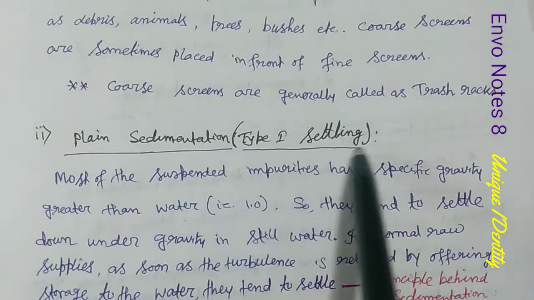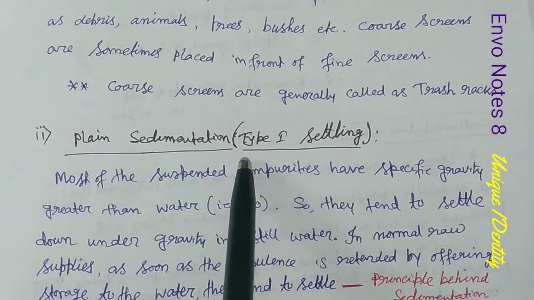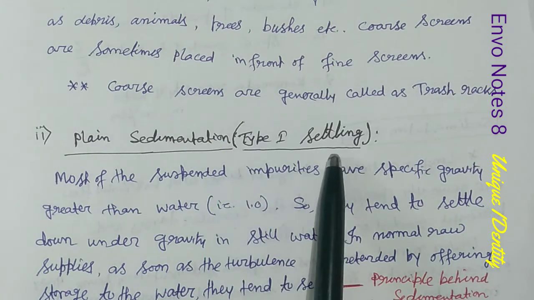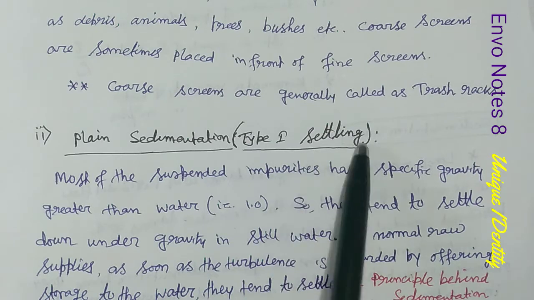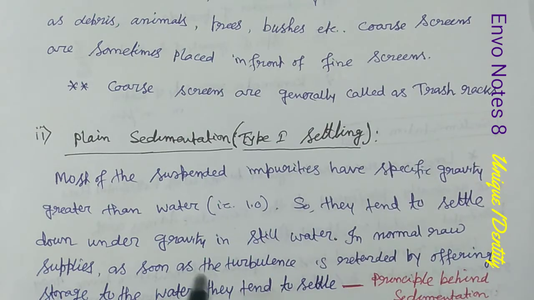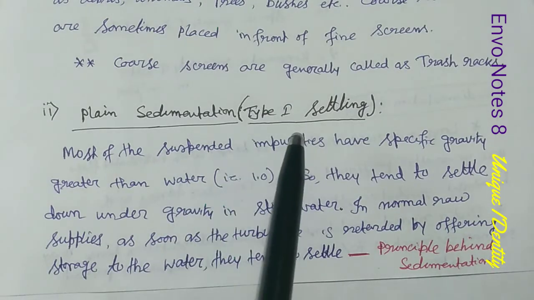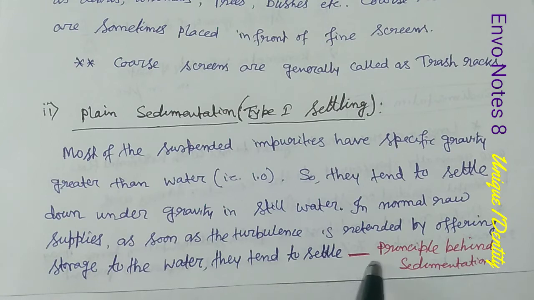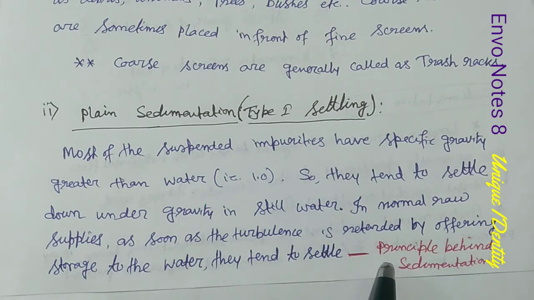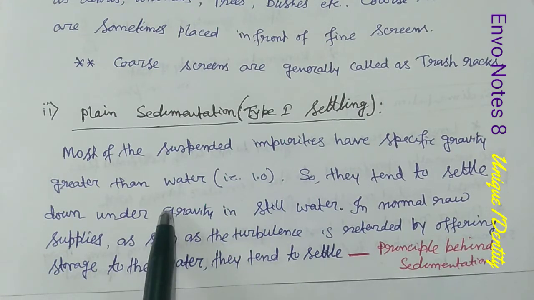Okay. Next is plain sedimentation. That means type 1 settling. What is type 1, what is type 2 and what is type 3 settling, I will discuss later. Okay. In this video you will get the whole idea. What is plain sedimentation? First I am giving you the principle behind sedimentation. That will make all the things clear for you.